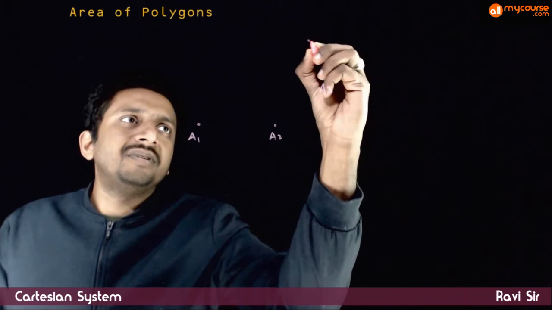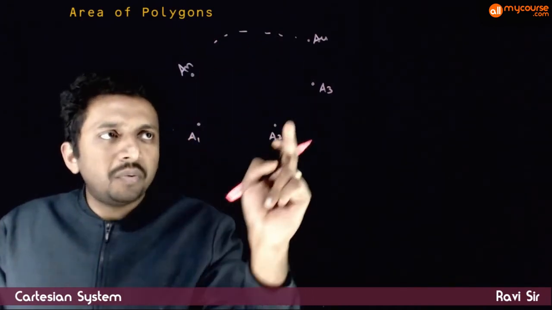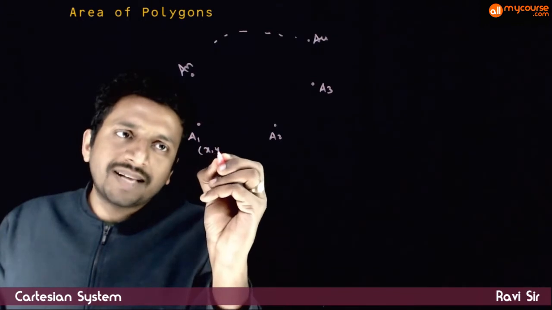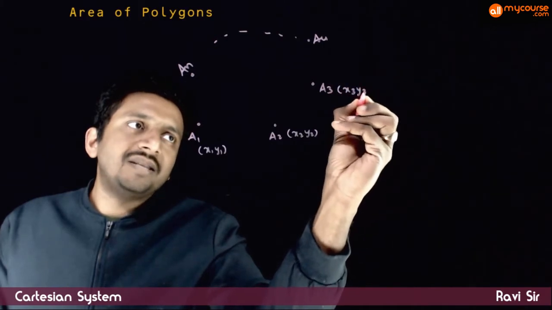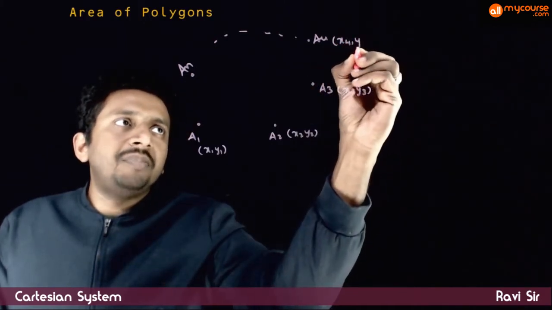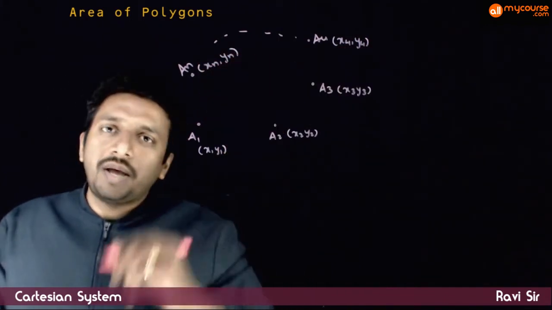So now that you have understood how to find the area of a triangle, let us see how to find the area of a polygon. It is any sided figure. So let us say that you have A1, A2, A3, A4, so on up to An. You have an n-sided polygon with n vertices. So let the first vertex be x1, y1, the second vertex be x2, y2, third vertex be x3, y3, fourth vertex be x4, y4, so on, the nth vertex be xn, yn.